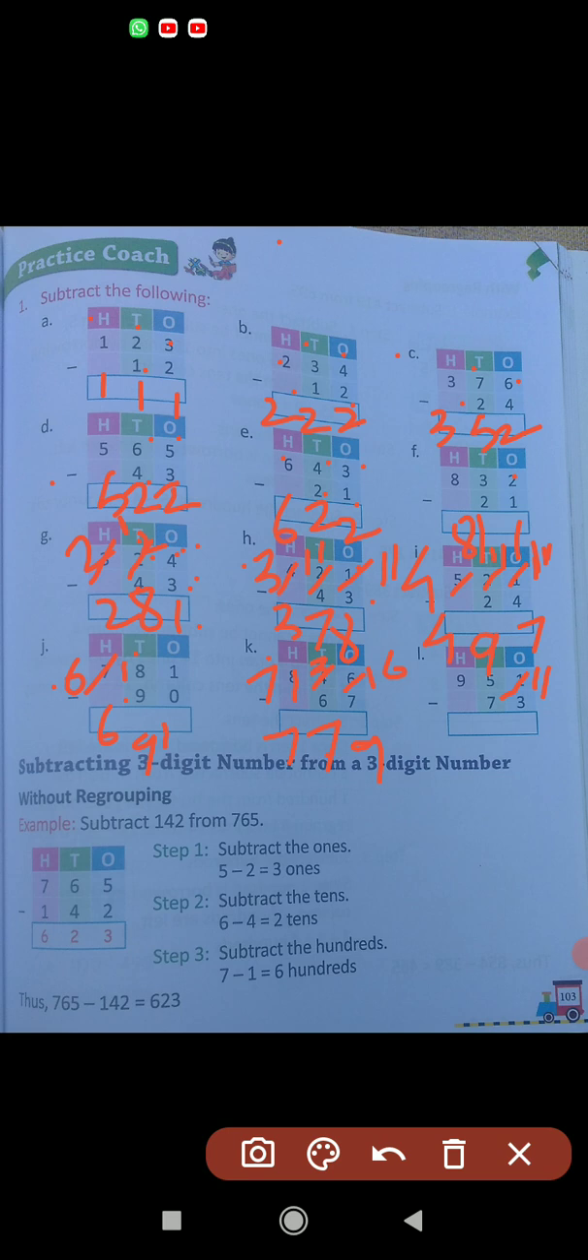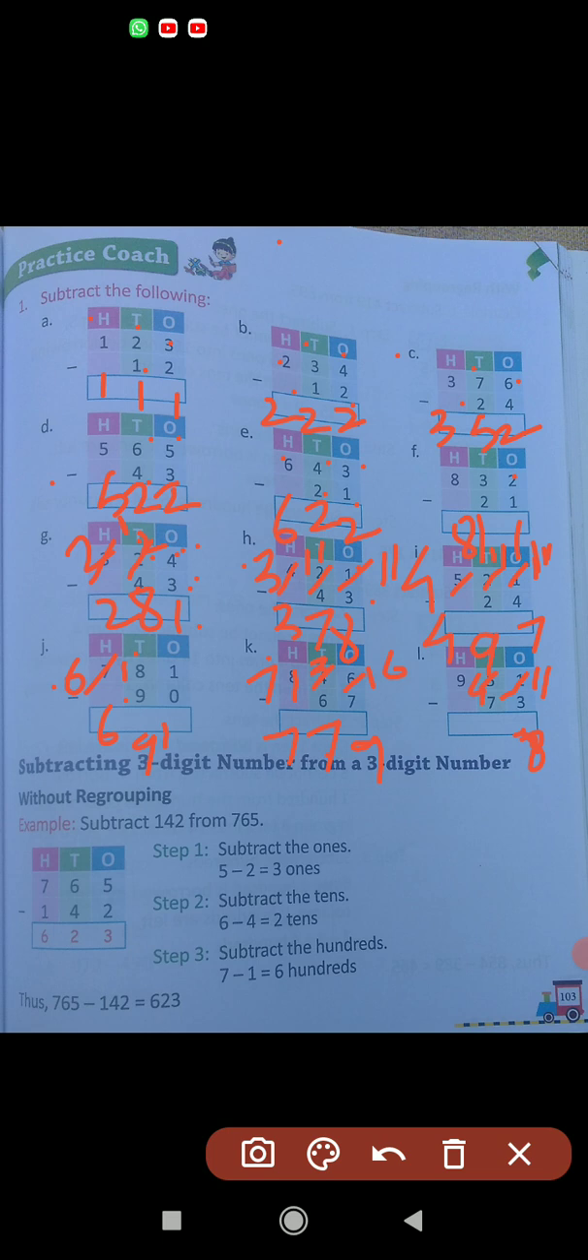Now subtract 1's place number. 11 minus 3 is equal to 8. Write 8 in 1's place column. Okay, and we have taken 1 borrow from 5. This 5 converted into 4. Okay, so 10th place number 4 and 7. Can we subtract 7 from 4? No. Again, we will have to take 1 borrow from 9.